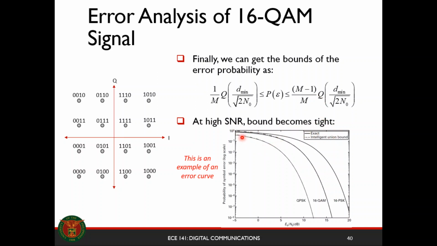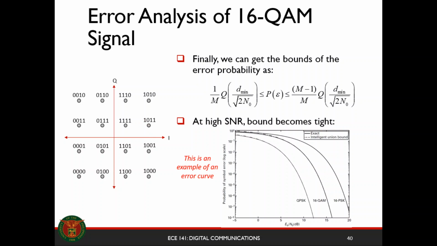And your intelligent union bound, the union bound, and the exact value become approximately equal. As you can see here, the intelligent bound is from here. At very low SNR, the prediction of the intelligent union bound is actually higher, since your signals at low SNR could cross over the furthest reaches of your constellation. But at high SNR, your signals are mostly contained within its neighbors and its immediate vicinity.